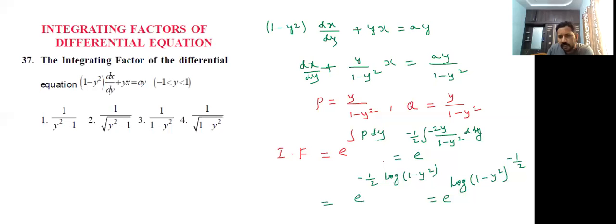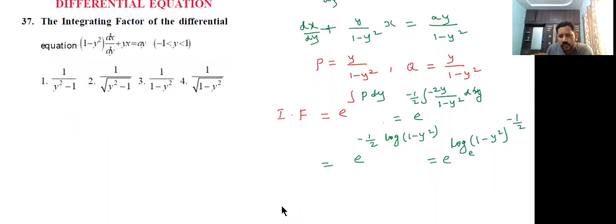Here, what is the base? E or not? Now, what will come? Tell me. So the logarithm is going to be eliminated. We get the integrating factor as 1 minus y square whole power minus 1 by 2. That means 1 by under root 1 minus y square. This is the integrating factor of the linear differential equation. Students, which option is correct? Fourth option is correct.